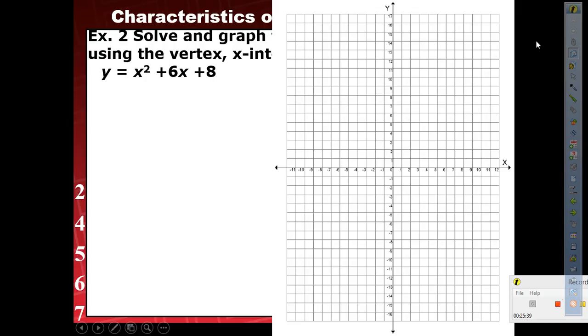Okay? Go through the steps and see if you can find me how many roots we're going to have at the beginning. Find me the vertex, the x-intercepts, the y-intercept. Draw your line of symmetry and give me one more point. And then from there, graph your parabola. Ready, go.